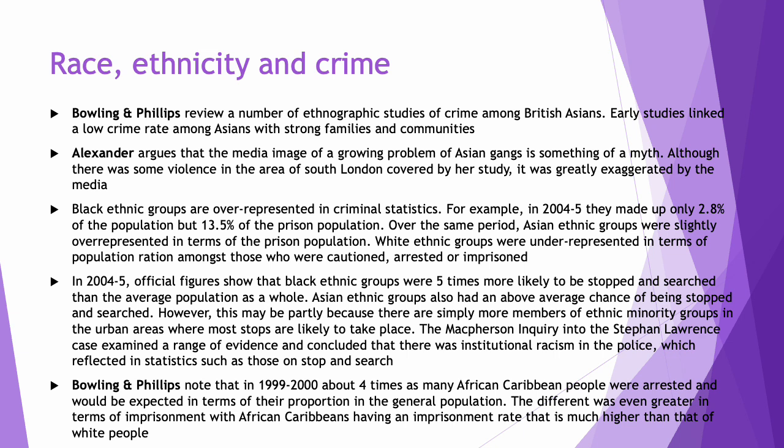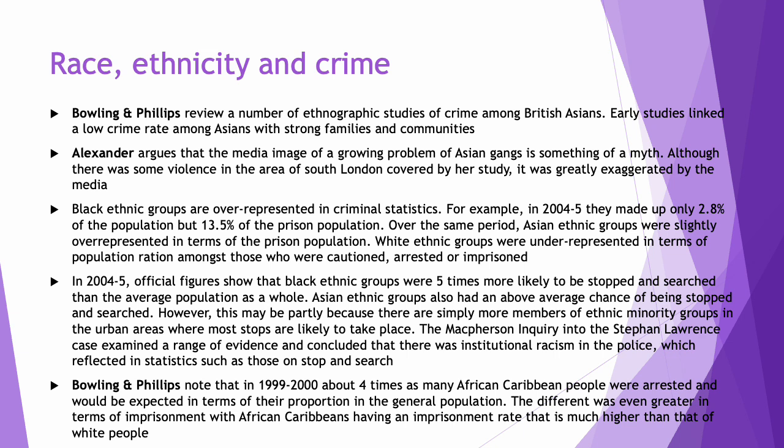Black ethnic groups are overrepresented in criminal statistics. For example, in 2004 and 5, they made up only 2.8% of the population, but 13.5% of the prison population. Over the same period, Asian ethnic groups were slightly overrepresented in terms of the prison population. White ethnic groups were underrepresented in terms of the population amongst those who were cautioned, arrested, and imprisoned.